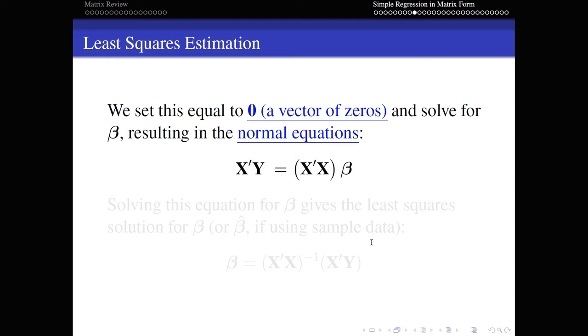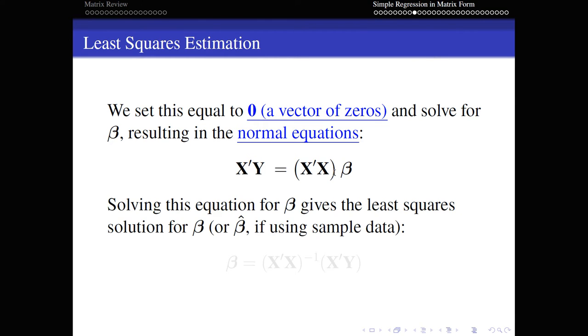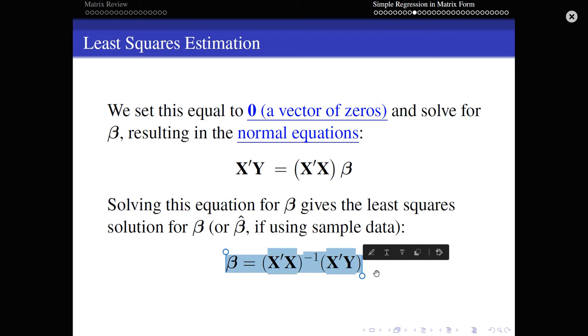This results in what we call the normal equations, which is X transpose y equals X transpose X beta. Now, solving this for beta, we multiply both sides by the inverse of X transpose X, and what we end up getting is that beta is (X transpose X) inverse X transpose y. This is a very, very important equation because this is the solution for our parameter estimates.